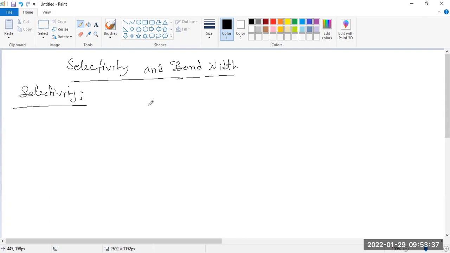So the selectivity of a resonating circuit is defined by the ratio of the resonating frequency to the bandwidth of the circuit. This is the resonating frequency and this is the bandwidth. This is also given as the Q.